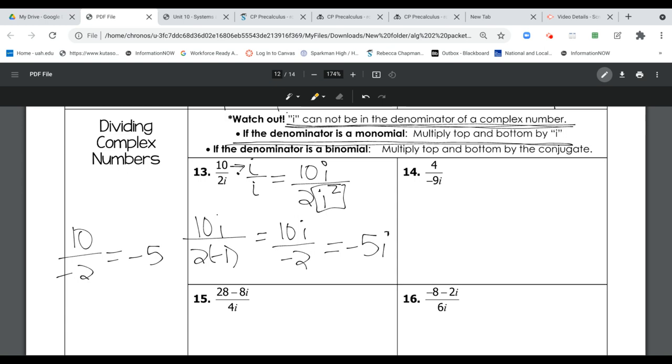In number 14, since I have a monomial denominator, a one-term denominator, I am going to multiply the top and the bottom by i.